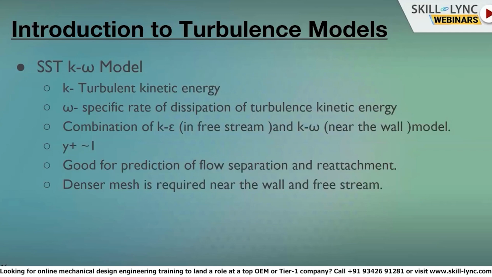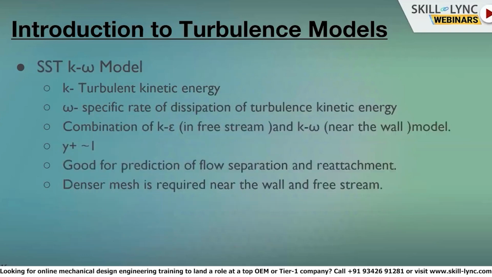In the near wall where the velocities are less, the model switches to K omega and it works. And in the free stream, or away from the wall where the flow velocity or the turbulence increases, it switches to K epsilon. So this is a very good model for prediction of flow separation and reattachment. A denser mesh is required near the wall and free stream. This model is well suited for problems like centrifugal pumps, or even external aerodynamics. With some modifications, this model can be used. So these are the applications of the SST K omega model.